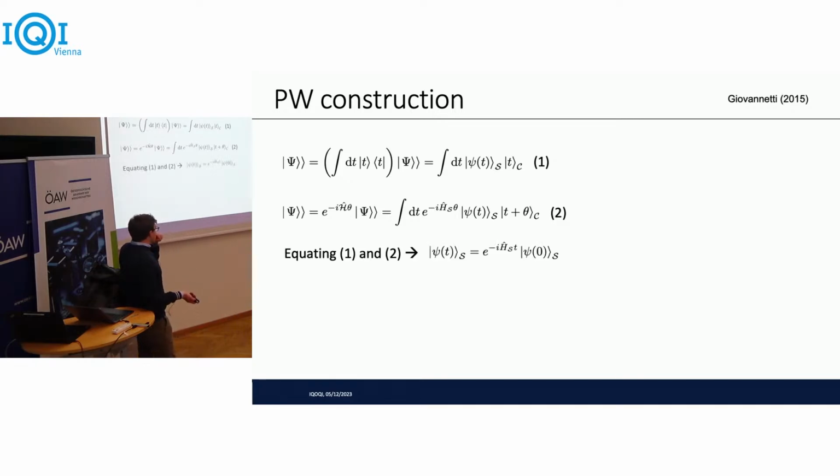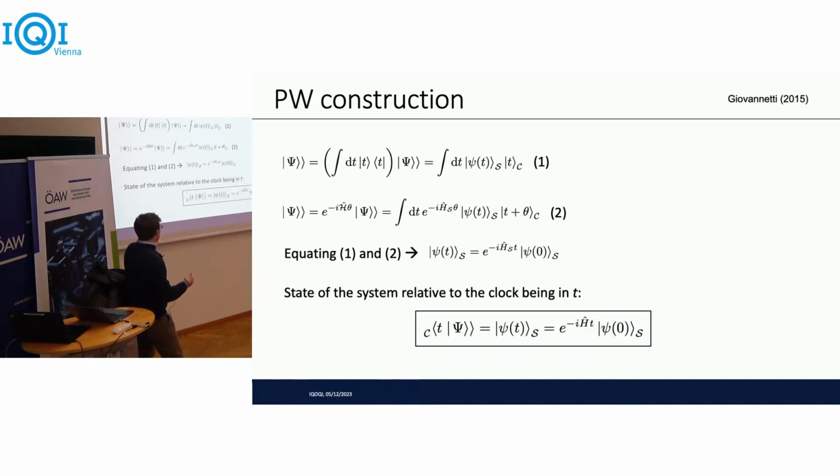Now, by equating these two equations, we find that these psi t, the states of the system labeled by t, evolved, have this property, so that they're related to the initial state by these unitary transformations here. Now, this is all maths, but what does it mean? It means that if we consider the state of a system relative to the clock being in a state t, which is given by this expression, this is nothing else than psi t. And we've seen that it evolves this way.